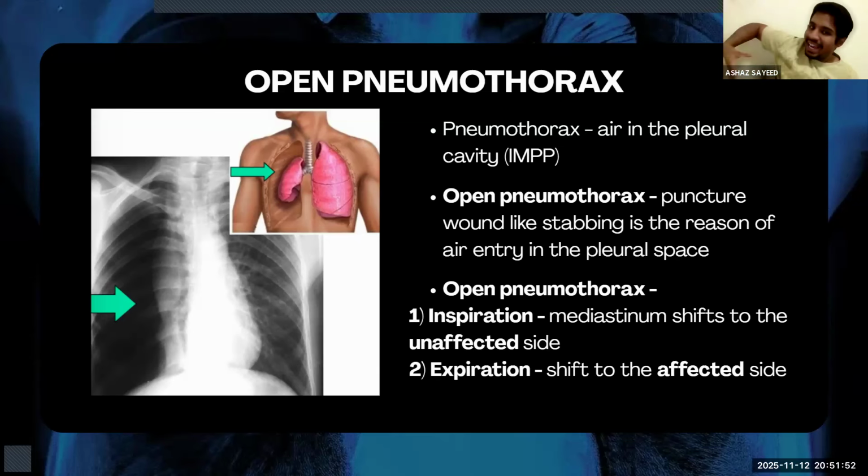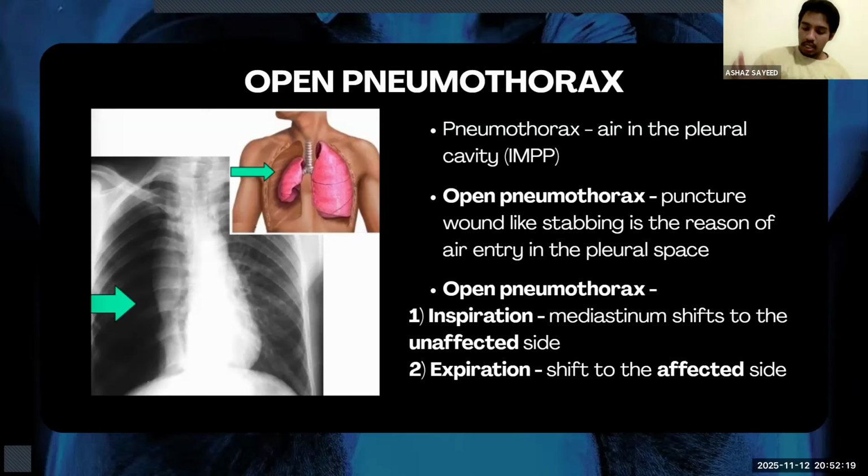Now what happens is air is coming in here, creating a pressure by its own and pushing the lung on the other side. This is the part, let's say the stab happened here, and now you have air entering it. This lung collapses and the whole thing shifts to the other side. So on inspiration, the mediastinum, so you have your lung, heart, whatever, the mediastinum shifts to the unaffected side.